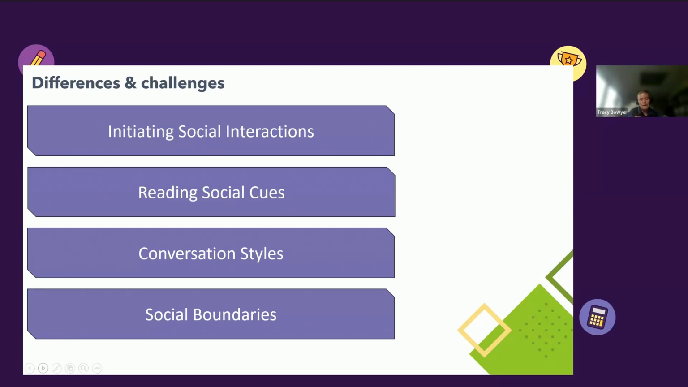Social boundaries, so again, understanding things like personal space. Okay, so we're thinking about those social interactions. For some of our young people, they might seem to invade personal space, get too close to others without realising that it's uncomfortable, or actually they may need a lot more personal space.